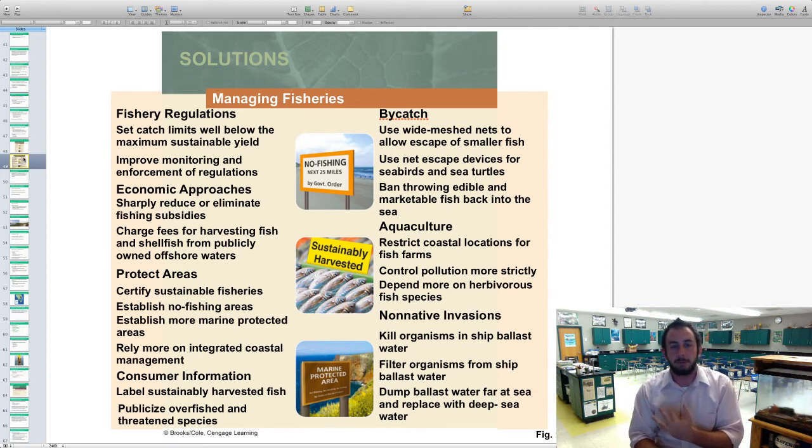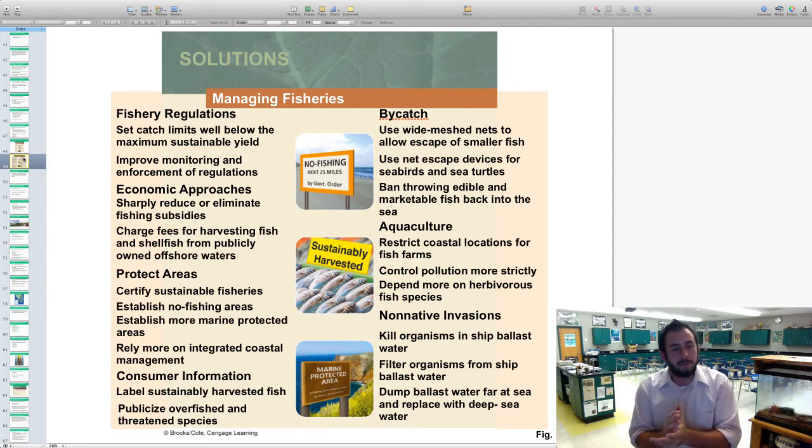Economic approaches: sharply reduce or eliminate fishing subsidies, which are causing overfishing. Charge fees for harvesting fish and shellfish from publicly owned offshore waters. So a little bit of a fee there. That would probably be problematic for our fishermen, but it would do better for our fisheries. Protect areas and certify sustainable fisheries, like we talked about just a second ago. Rely more on integrated coastal management and establish more MPAs, marine protected areas.